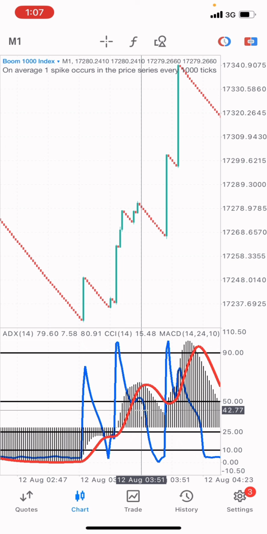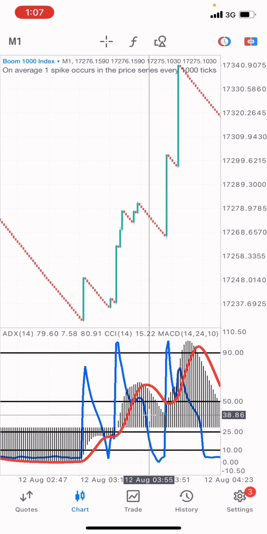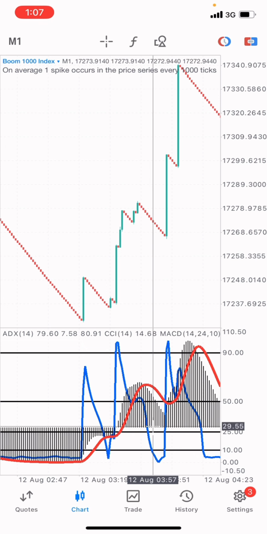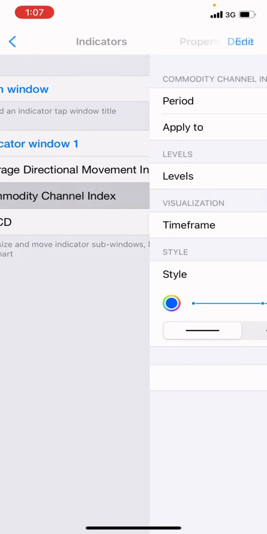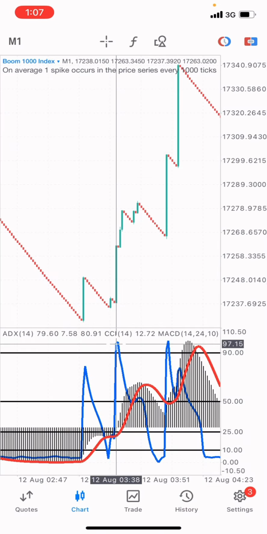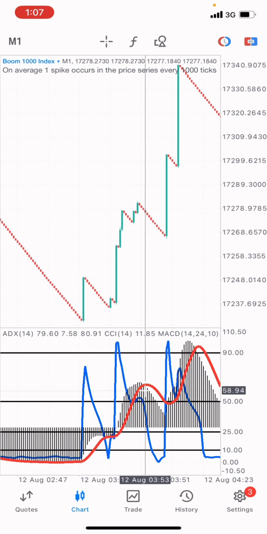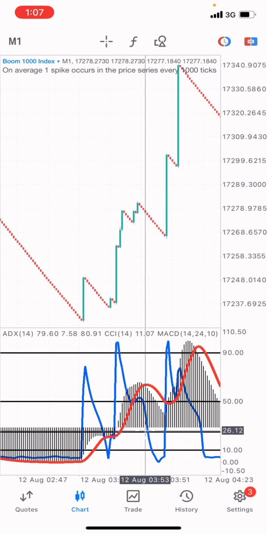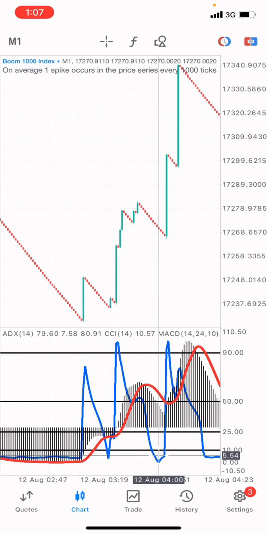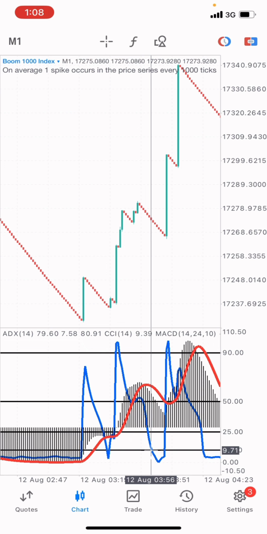So this is what we're going to pay attention to while using the level of 10, the level of 25 as well. Okay, now this is where it gets tricky. When this line, which is the commodity channel index, this blue line right here, once it goes below the level of 10, it has to break through the level of 25, the level of 90 below. Once it goes below this level of 10, you can place an entry for 5 candlesticks for a sell.